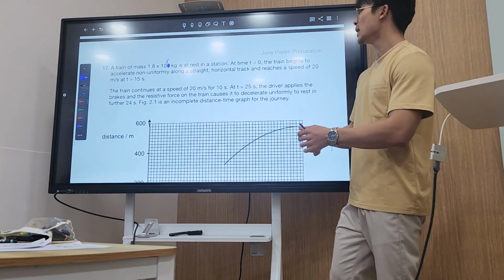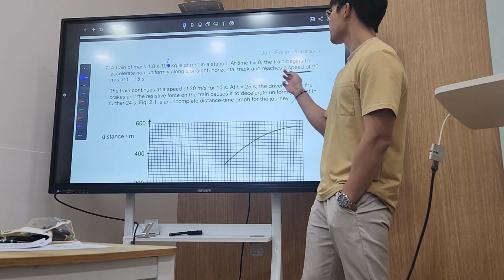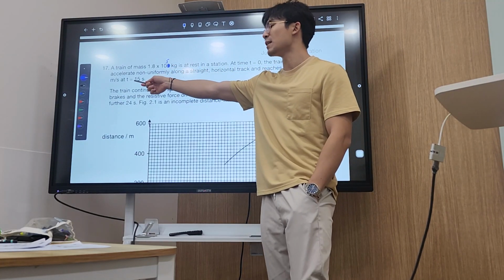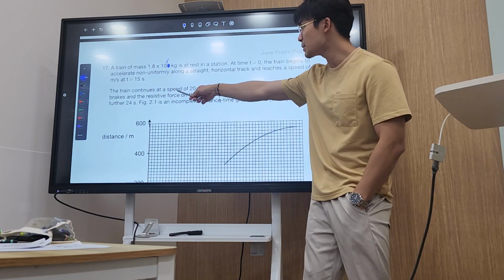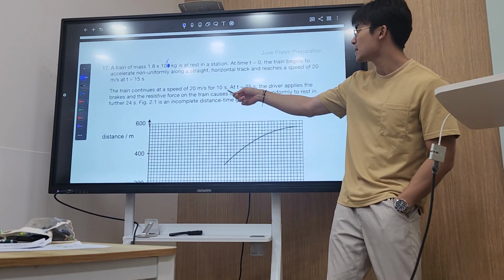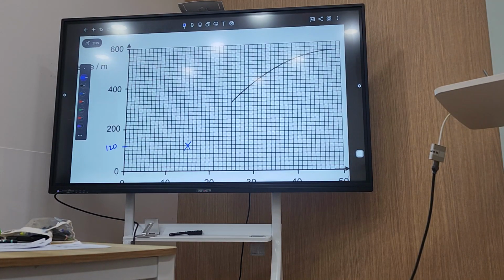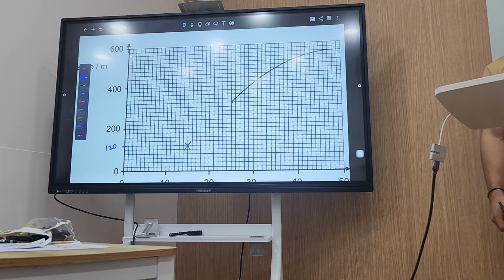Okay, let's go through. At time t equals 0, your train begins to accelerate non-uniformly, and reaches a speed of 20 meters per second at 50 seconds. Correct? At this point, you are going to continue at a speed of 20 for 10 seconds. Then you start to slow down. So, when do you start to slow down? At this point. Okay, Olivia, how far away am I from my start point?